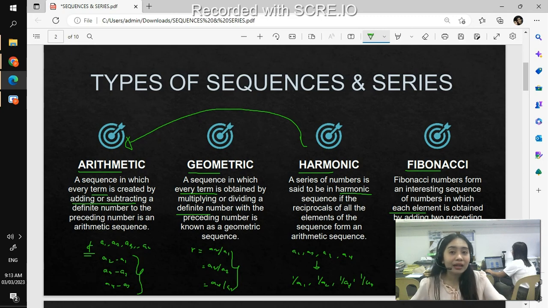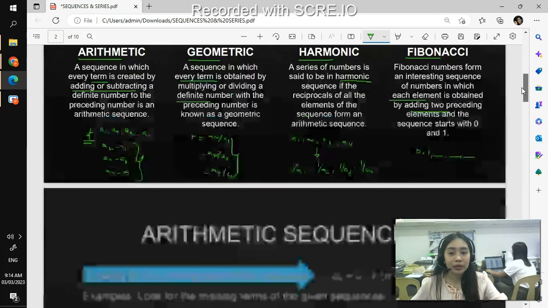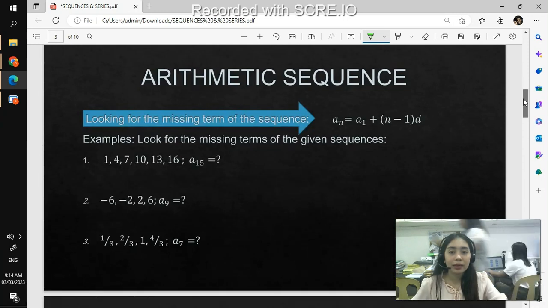Now, we cannot find any other examples of a Fibonacci sequence because, again, each term in the sequence is fixed. It only matters with the interval. Do not worry because we will be digging one by one in every sequence. Okay, let's have first the arithmetic sequence.